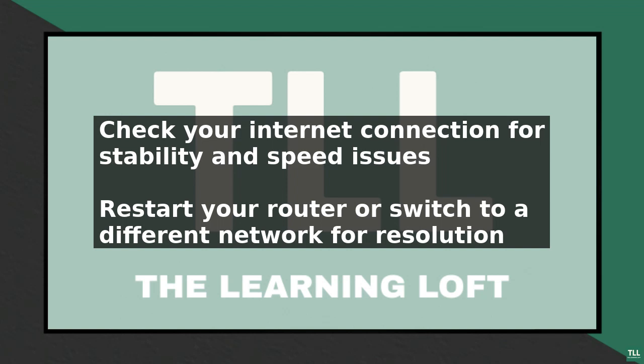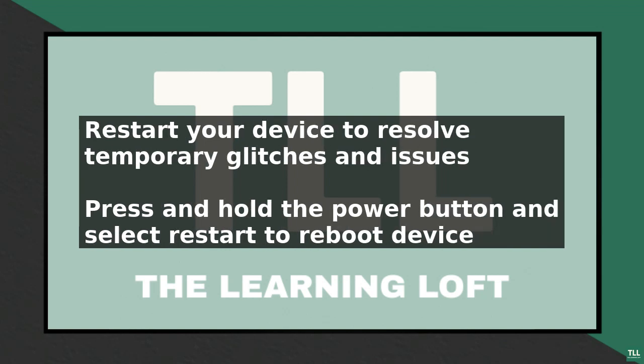If Snapchat messages are still not showing, try clearing the app's cache. For Android devices, go to Settings, then Storage, and select Snapchat. Choose Clear Cache and confirm. For iOS devices, go to Settings, then General, then iPhone Storage, and select Snapchat. Choose Offload App and confirm.